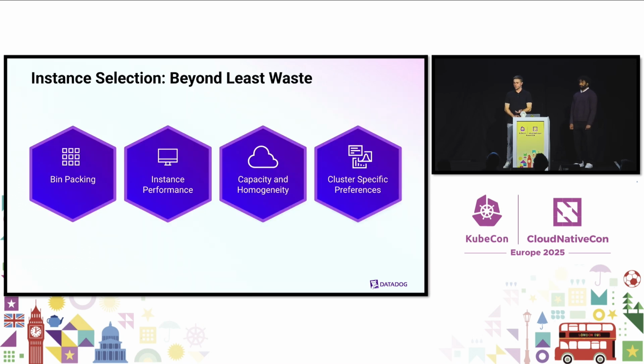However, we also know that instance type selection goes beyond just bin packing. We also care about things like the performance of each instance type. We care about whether the cloud provider has enough capacity to serve our entire fleet. And we also know that within specific clusters, we might have specific instance type preferences to meet the application needs that run in those clusters.